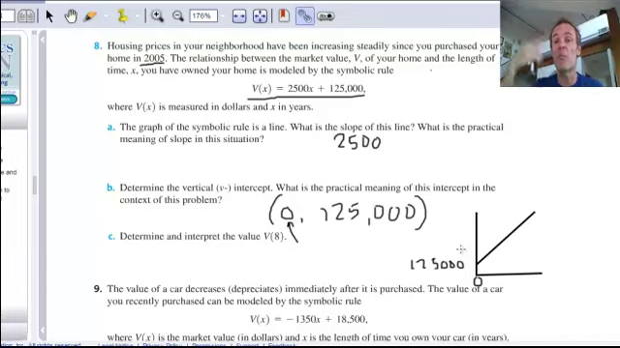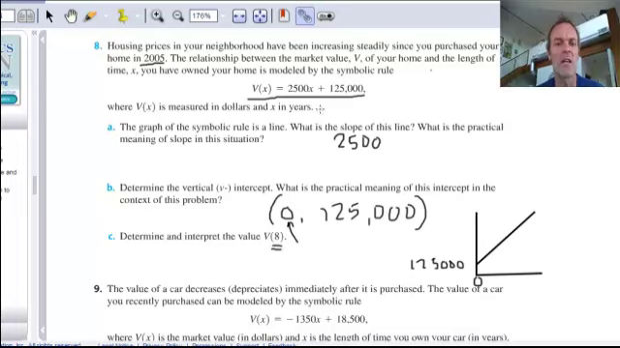Now remember, they're going up by $2,500 per year. So you can do that mentally. In another year's time, an extra $2,500. Another year's time, another $2,500. Now what is the house price after 8 years?